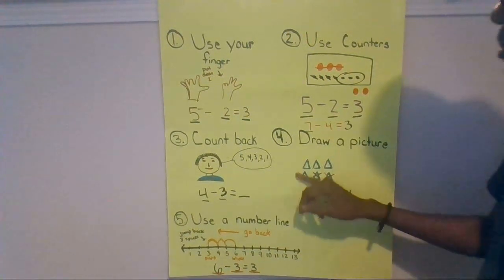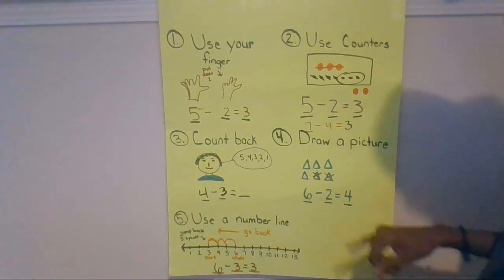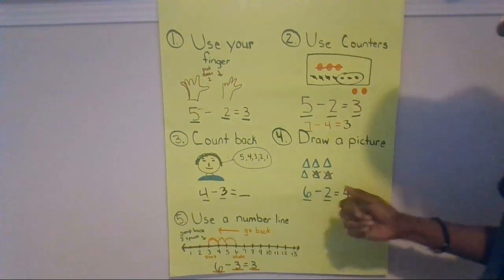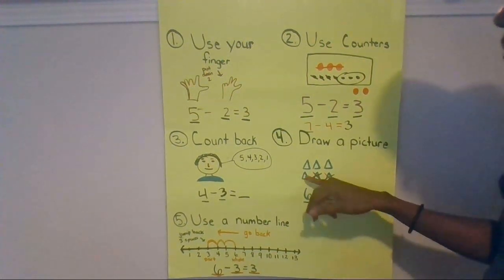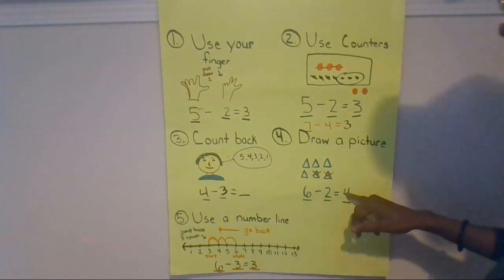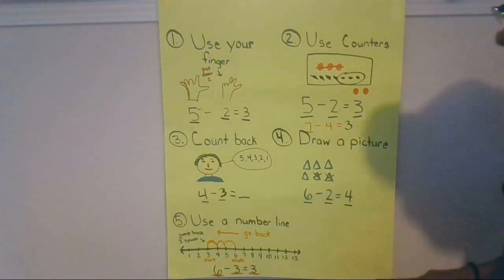All right, so I made a group of 6 triangles because 6 is my whole, and the part I want to take away is 2. So I X'd out 2. That's the part I take away, and we count what we have left over. 1, 2, 3, 4. So that's the other part I was looking for. 6 take away 2 equals 4, okay?